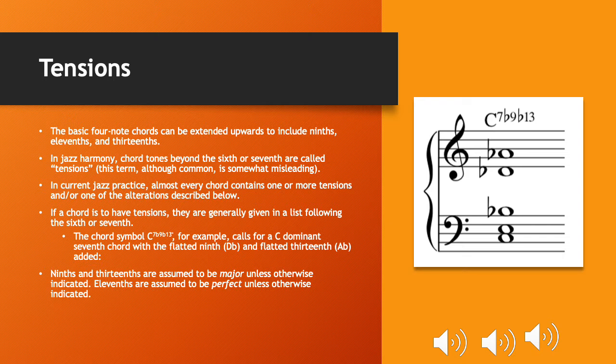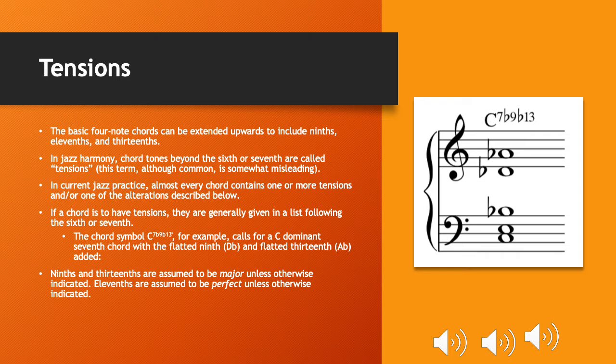In jazz harmony, chord tones beyond the 6th or 7ths are called tensions. This term, although common, is somewhat misleading. In current jazz practice, almost every chord contains one or more tensions and or one of the alterations described in the future. If a chord is to have tensions, they are generally given in a list following the 6th or 7th.